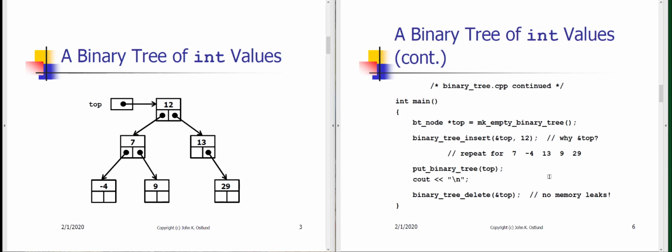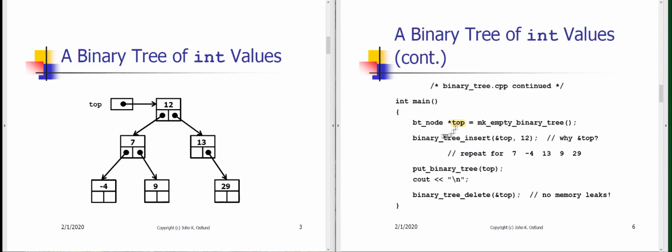Here on slide 6 is a brief outline of a main function exercising our binary tree. We have top as the header node, keeping track of where the binary tree starts. We're using makeEmptyBinaryTree to set up top to point to an empty tree. It may seem silly to call a function rather than just saying top gets null pointer, but we might in the future change how our header node is implemented so that setting top equal to null pointer in main might not be the appropriate thing to do.